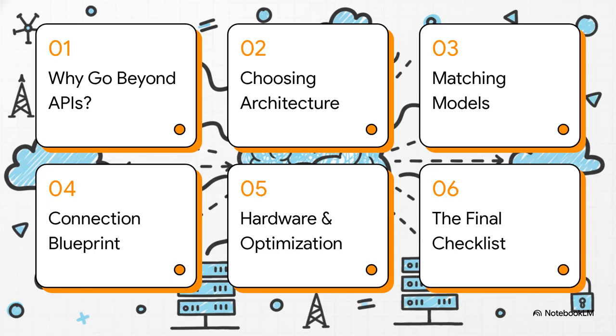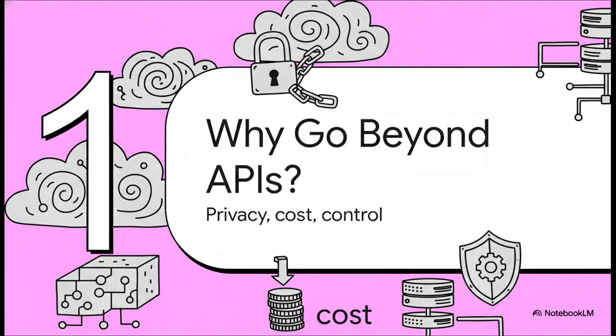Okay, here's our game plan. First, we're going to talk about why you'd even want to move beyond APIs in the first place. Then we'll get into the nitty-gritty how: picking the right architecture, matching your models to the right machines, and laying out the actual connection blueprint. And we'll wrap it all up with some pro-level hardware optimization and a final checklist so you can build your setup with total confidence.